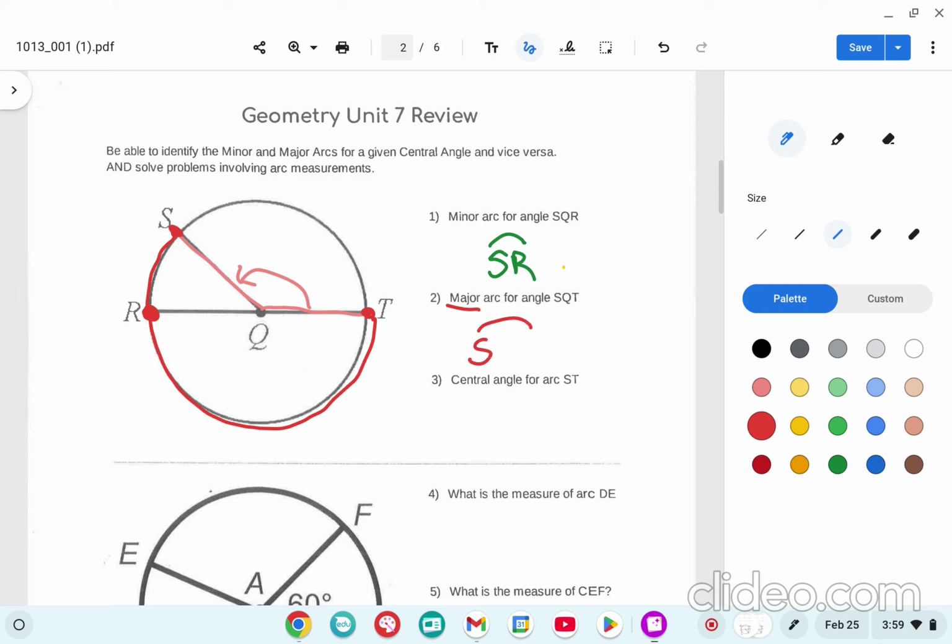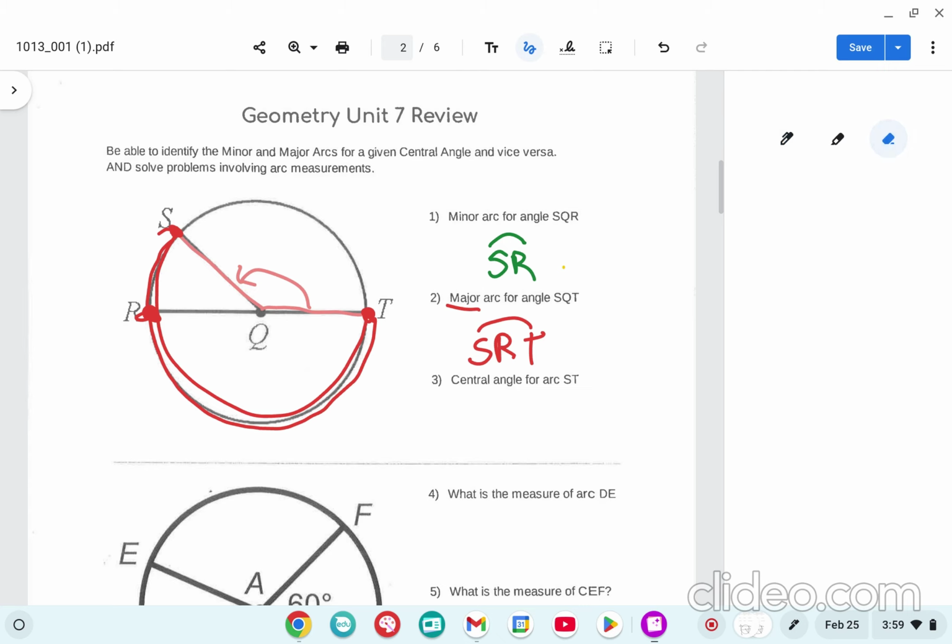It's going to be 3 letters underneath that arc, showing me I'm going from S to T, and I'm touching R along the way. That is how you name a major arc. Major arcs always have 3 names, 3-letter names.